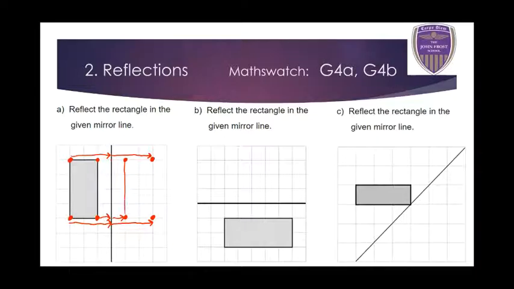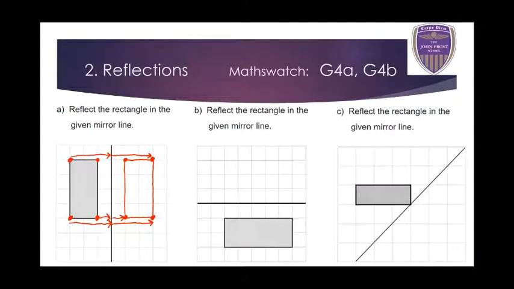Okay, and if I join up all these dots by here, then we have successfully reflected the rectangle in the mirror line. Okay, so you need to count how many units away each point is from the mirror line and continue that on the other side of the mirror line.